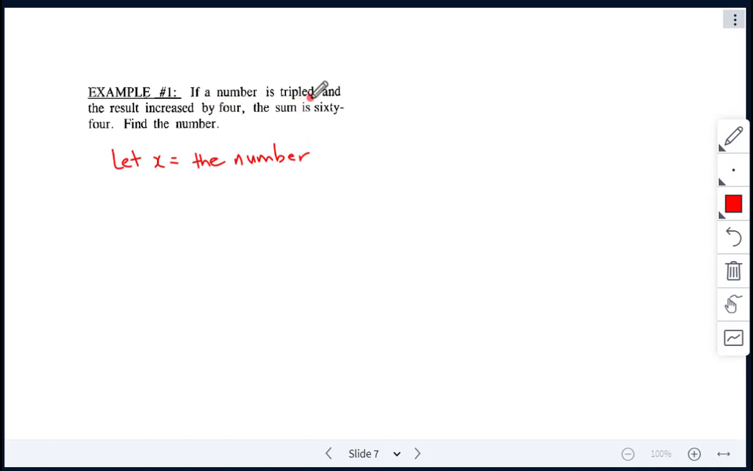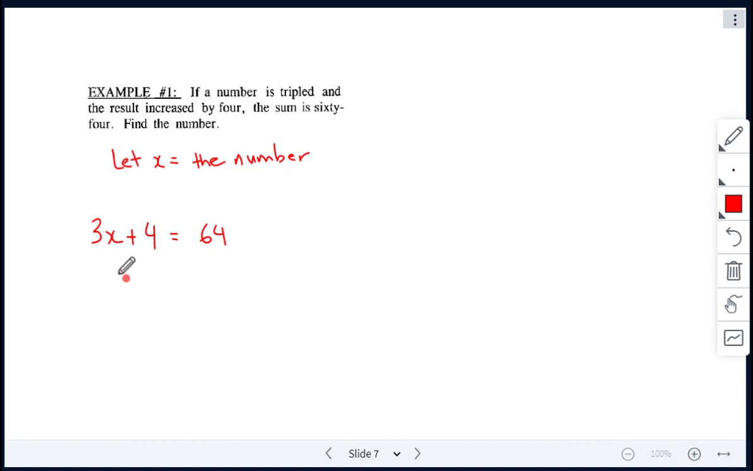All right, so the number is tripled. So tripled would be 3x. And the result is increased by 4. So it's increasing by 4. And we know the sum is 64, and it's being equal to 64. So there's our mathematical or algebraic equation. Now all we have to do is solve for x using our steps to solve a step 2 equation. This is a step 2 equation.